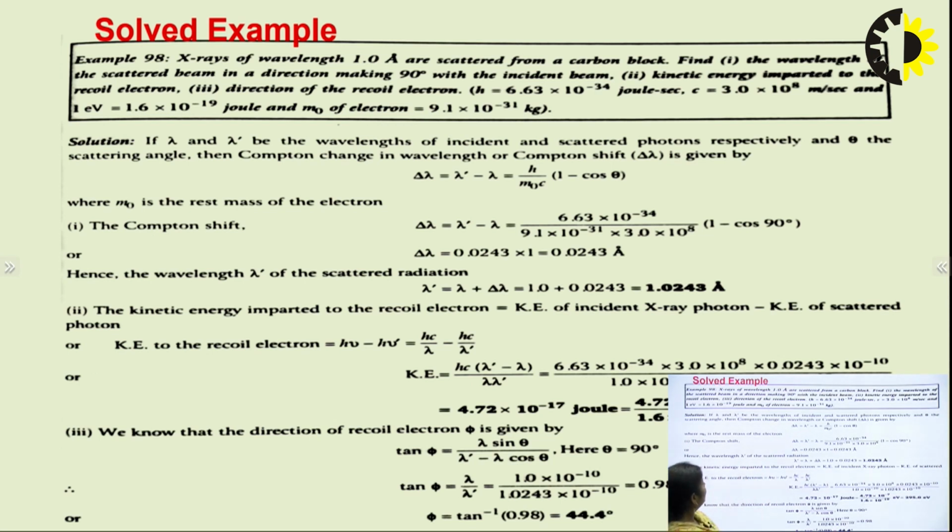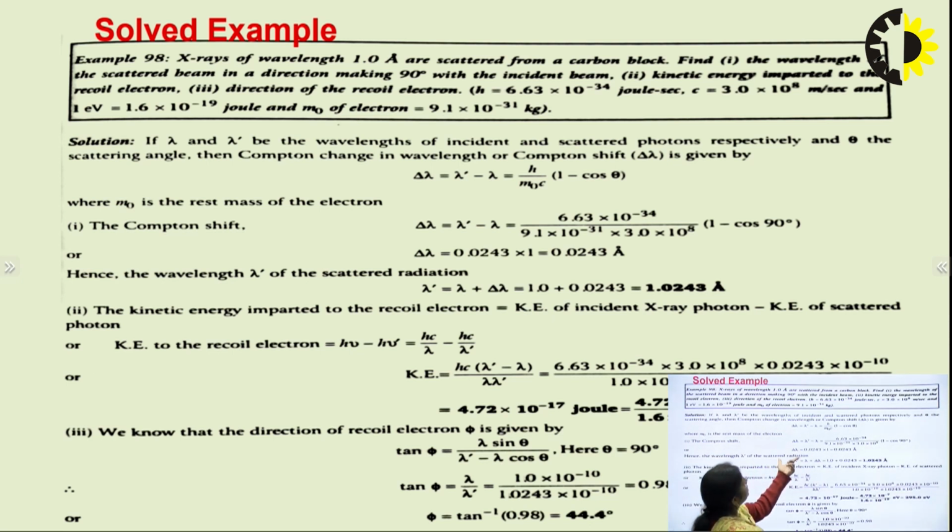Then again, we can have a different type of numerical here. X-rays of wavelength 1 angstrom are scattered from a carbon block. We have to find various parameters here, like the wavelength of the scattered beam in a direction making 90 degrees with the incident beam. For the first part, we can directly use the Compton shift expression, delta lambda equals lambda dash minus lambda equals h upon m naught c times 1 minus cos phi, or theta here. So we can put the value of phi as 90 degrees and obtain this expression for delta lambda.